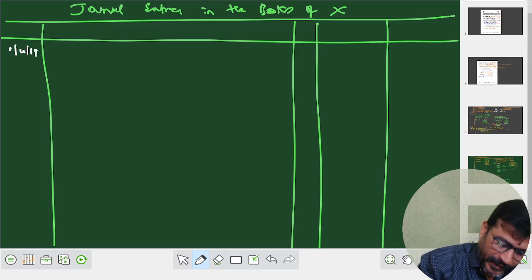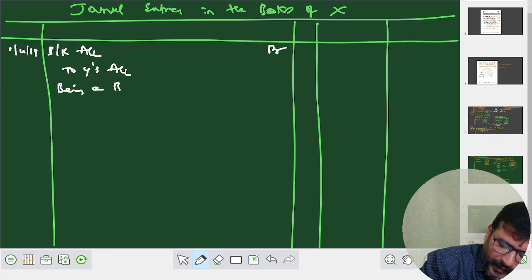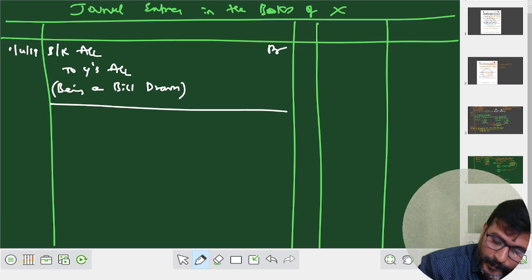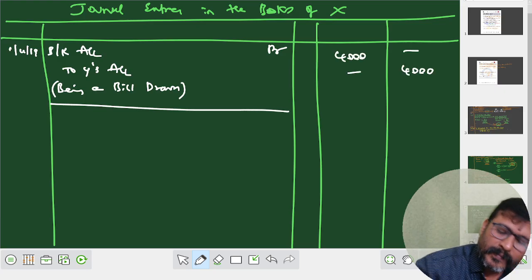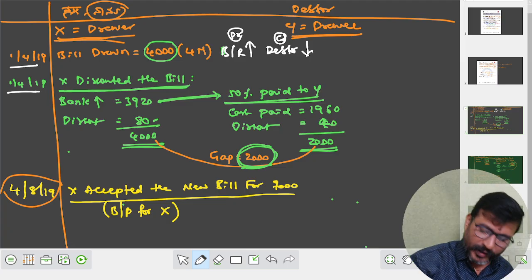1st April 19, we have to say bills receivable account debit to Y's account, being a bill drawn. Drawn for how much? 4000. Fine. What next? This bill is discounted.